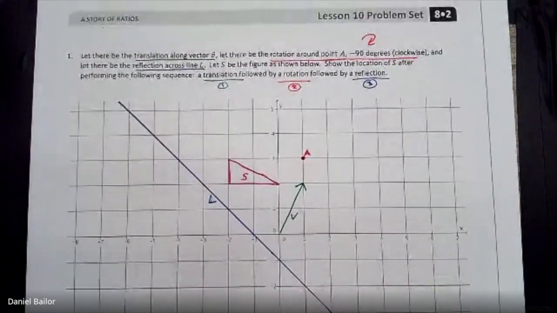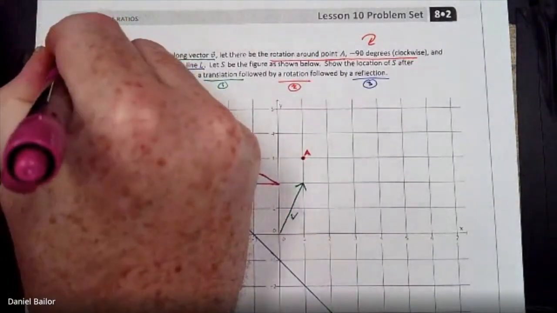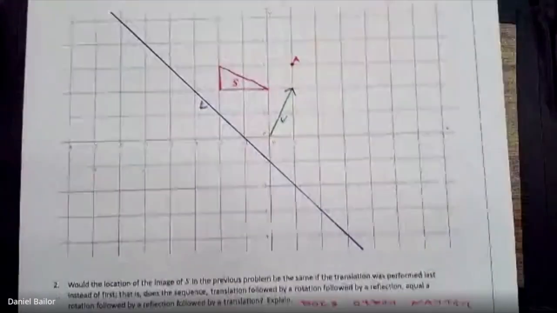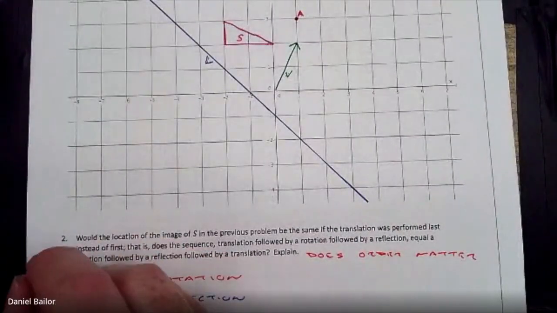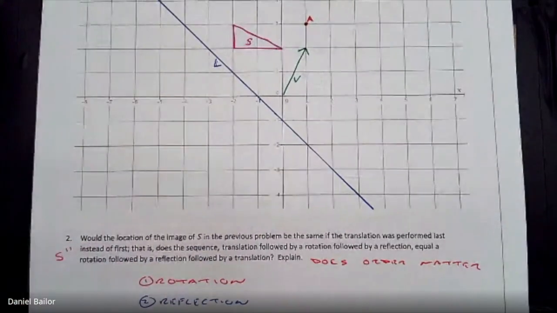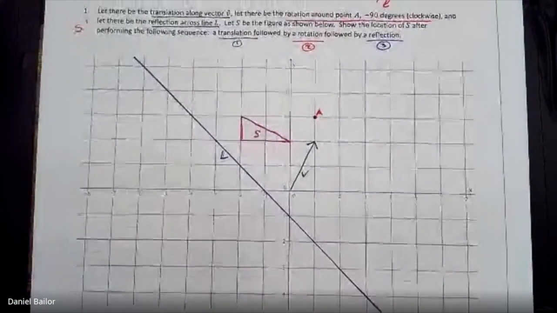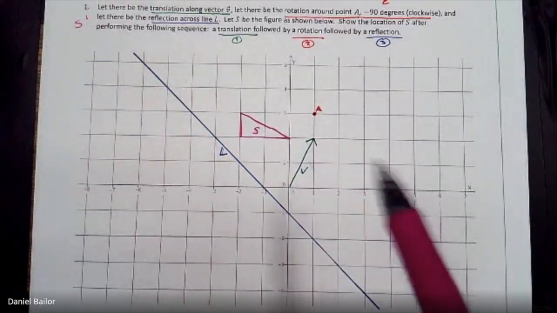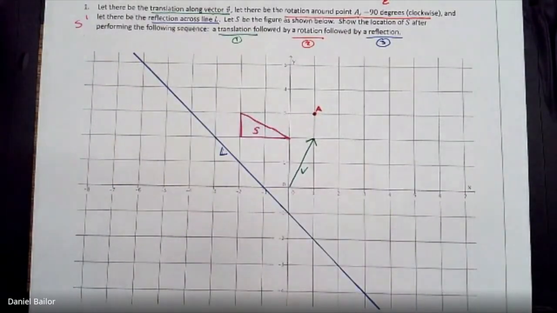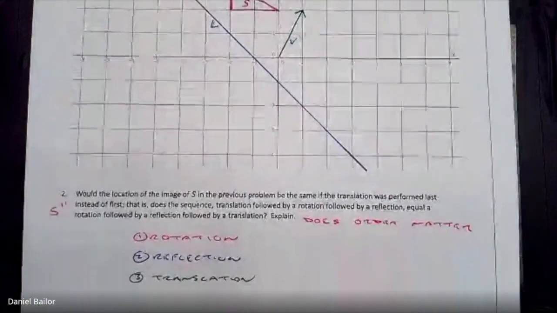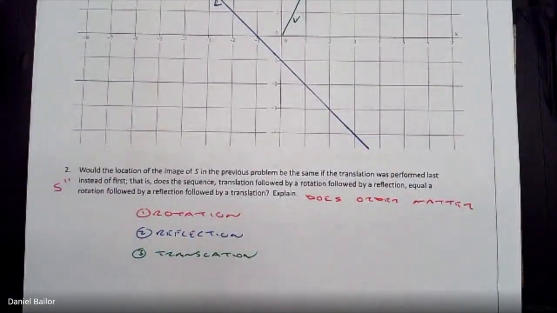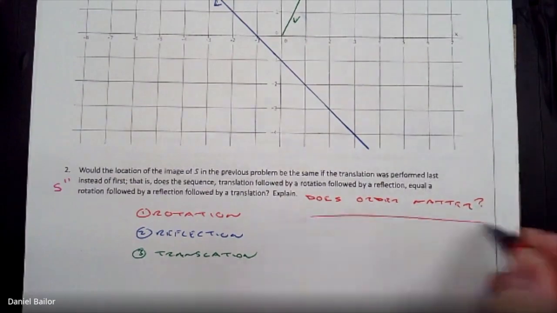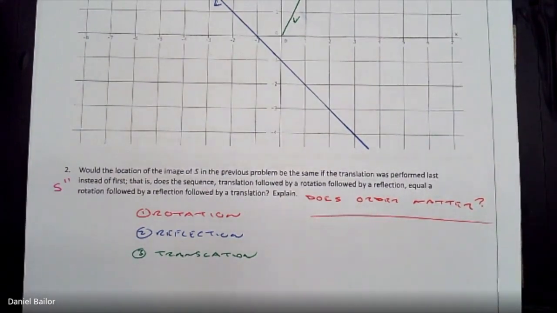So for number 1, I want you to label it S prime after you move S. And for number 2, after you move S, I want you to label S prime prime. So I want to see 3 triangles on this graph: the original, and then one for number 1 and one for number 2, where the order changes. And for number 2, I want your answer to the question, does the order matter after you do them in different orders? So I want you to show me what you did and then describe if the order matters.